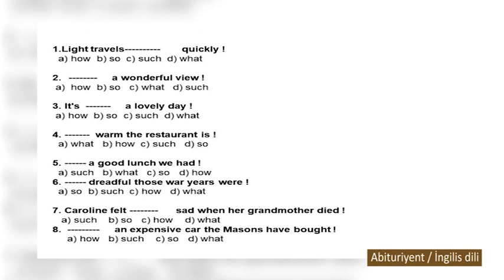And the last one here, an expensive car the Masons have bought. You see here an. We'll not take, of course, how here. Which variant is the right variant? Yes, you're right. Our right variant is the what an expensive car the Masons have bought.